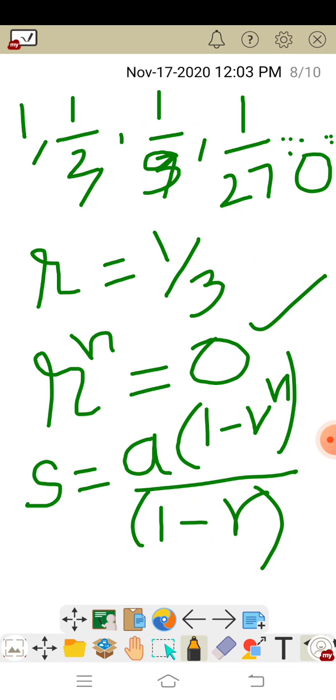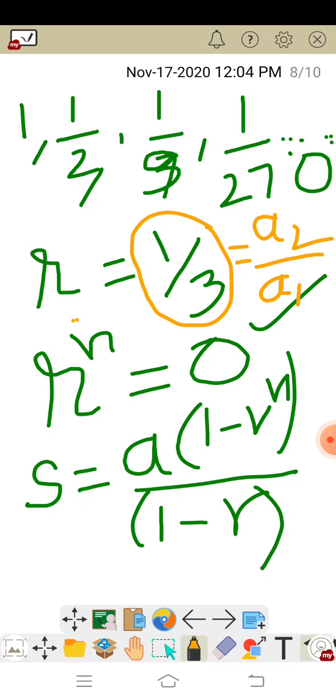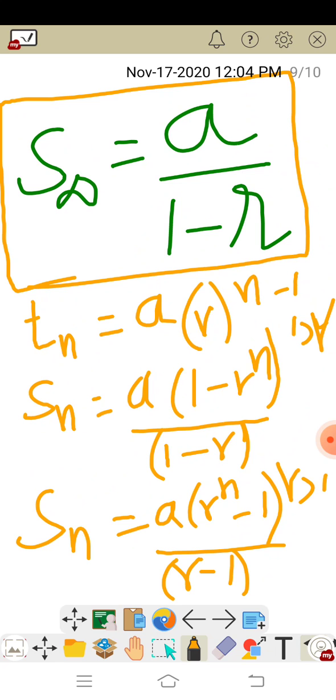The next one: if you see the series 1/3, 1/9, 1/27 and so on, the common ratio r is a2 by a1, the second term divided by the first, which is 1/3. Common ratio is always what here? 1/3. If the denominator keeps increasing, it finally reaches 0. That is, r^n must be 0. Substitute r^n = 0 in the sum S = a(1 - r^n)/(1 - r). Then what will it become? S = a/(1 - r).